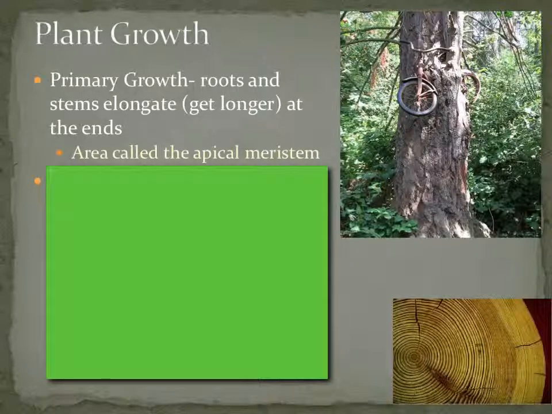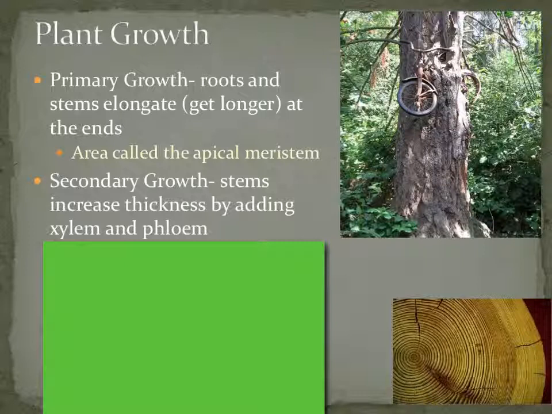And basically there's two types of plant growth. The first one is called primary growth, and this is where the roots or the stems of the plants elongate, or they get longer. And this is always going to happen at the very tips of the plants, at the ends of the roots and the top tips of the shoots. And this is an area called the apical meristem. This is where that primary growth is happening.